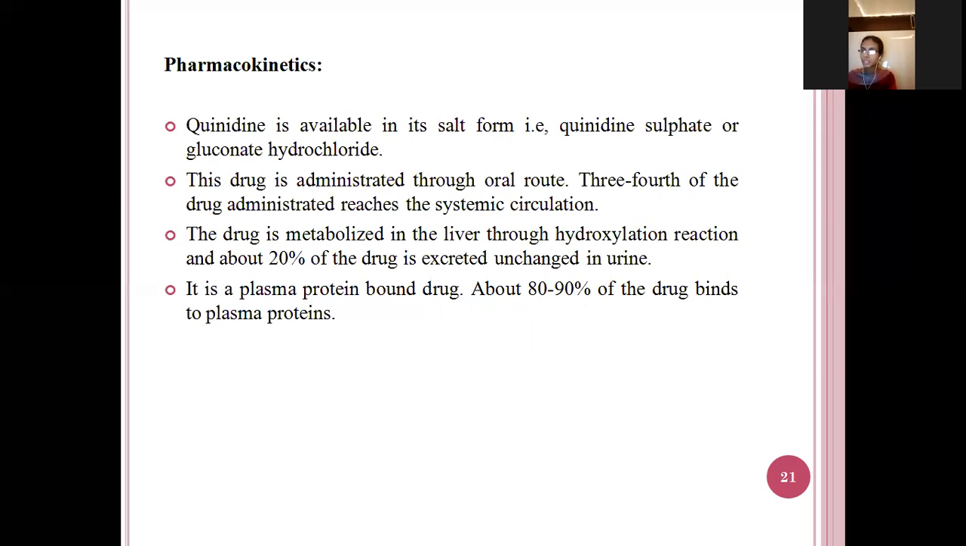This drug is metabolized in the liver through hydroxylation reaction. About 20% of the drug is excreted through the urine in unchanged form. It is a plasma protein bound drug. About 80 to 90% of the drug will bind to the plasma protein.